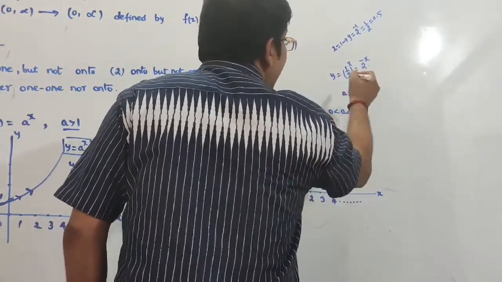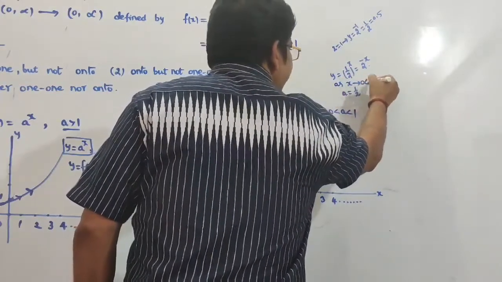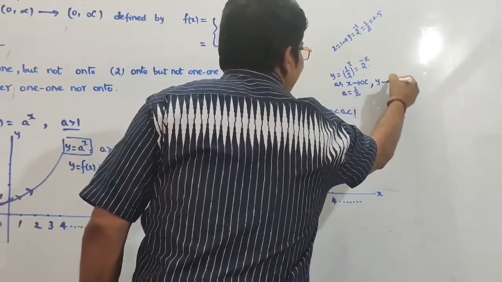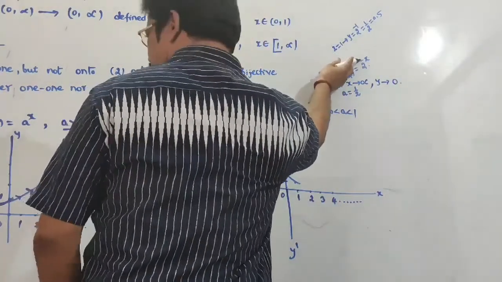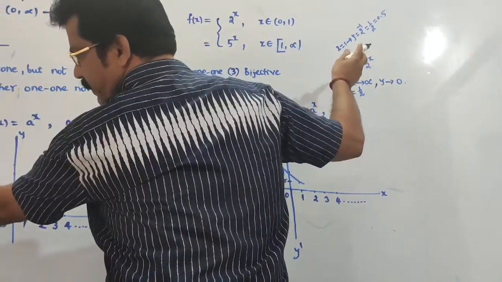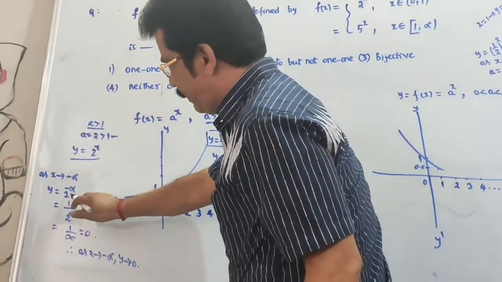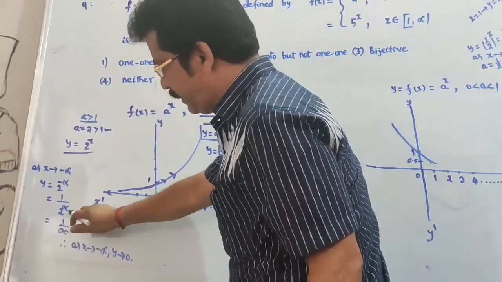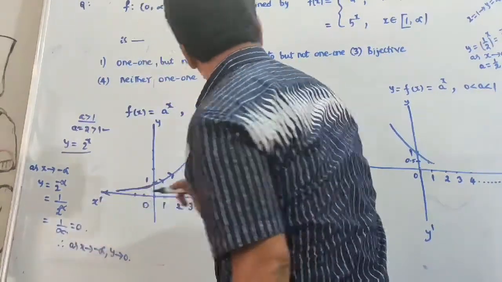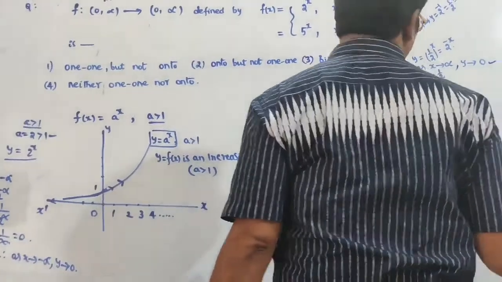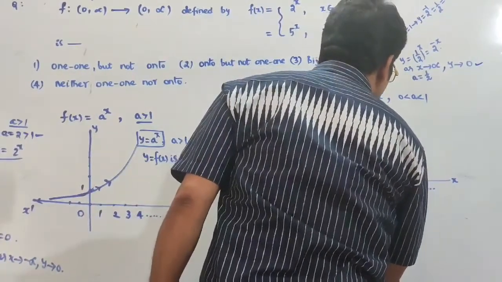As another point, as x tends to plus infinity, y will tend to 0. How? 2 power minus infinity is equal to 1 by 2 power infinity. 2 power infinity means infinity, and 1 by infinity is 0. That's why I wrote y tends to 0. It means this graph approaches the x-axis.